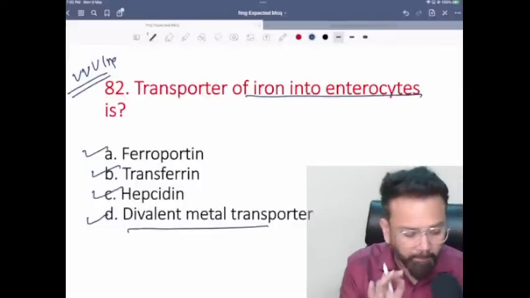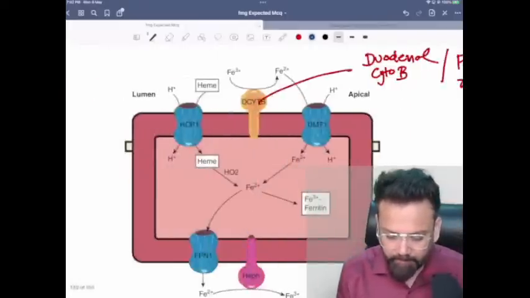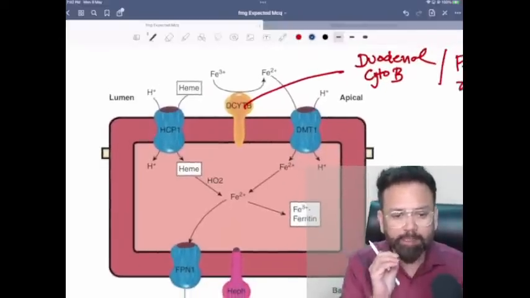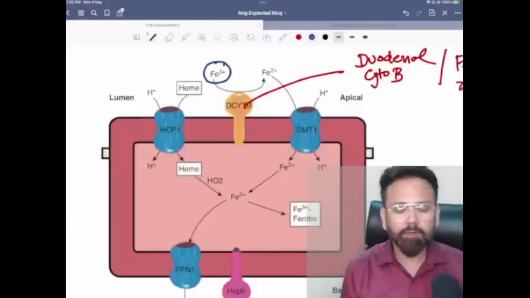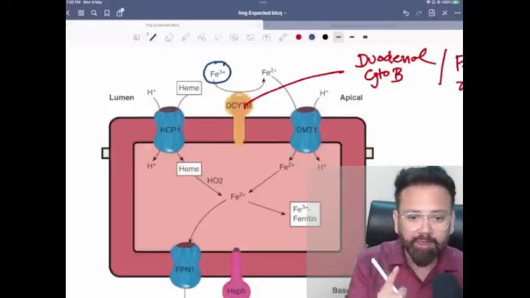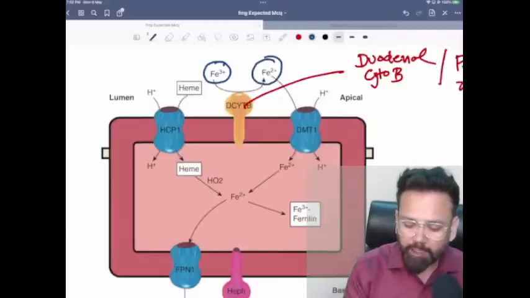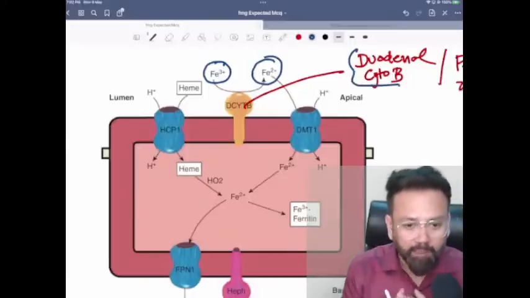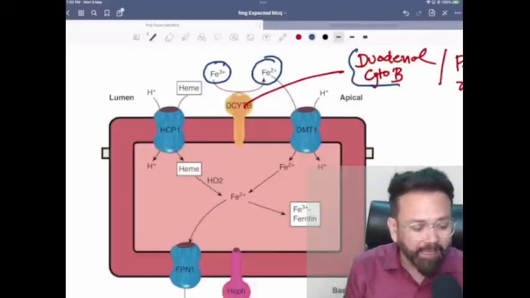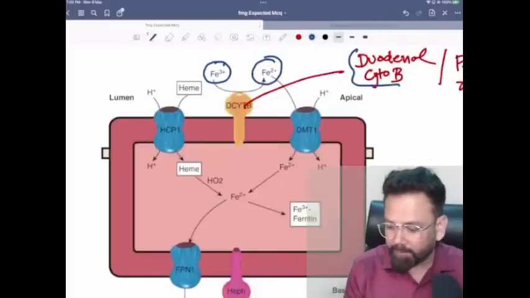This topic is very important. Please listen very carefully. This whole topic will take only 2 minutes. Answer is D. See, whatever food you are taking is in the form of ferric. They contain iron in the form of ferric, but it can be absorbed only in the form of ferrous. So first you have to convert ferric into ferrous by duodenal cytochrome B. Point number 1.